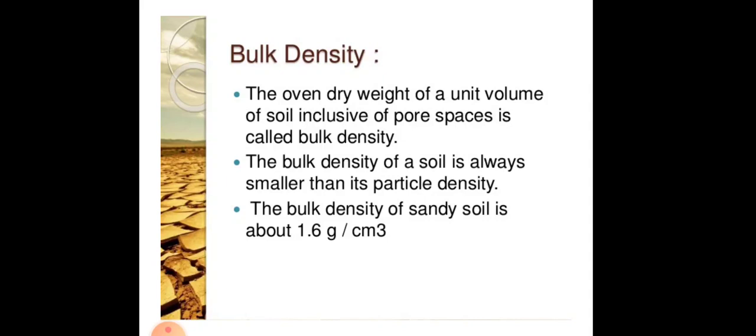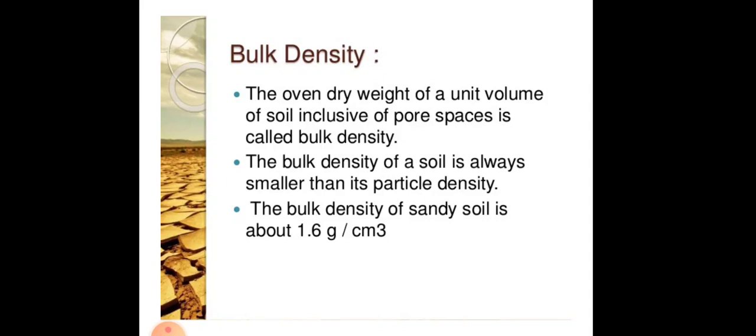In this calculation we consider the solid particles as well as the spaces which are present between these particles and which are filled with air or water. So the oven dry weight per unit volume, the mass per unit volume which includes the pore spaces, is called bulk density. So bulk density is the total weight of soil which consists of the solid particles as well as the space present between the particles, and due to this this density is called bulk density.